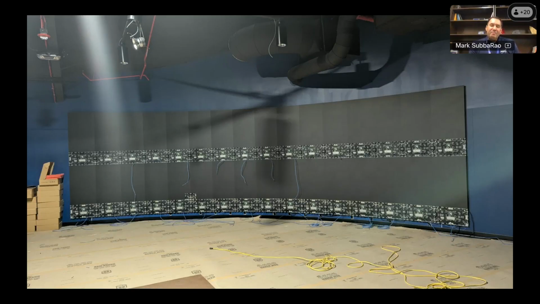And after installation, we found that the LED panels were being damaged by the vibrations from the rocket launches. So we've actually had to redesign those panels a couple of different times so that they would not be so susceptible to the vibrations.